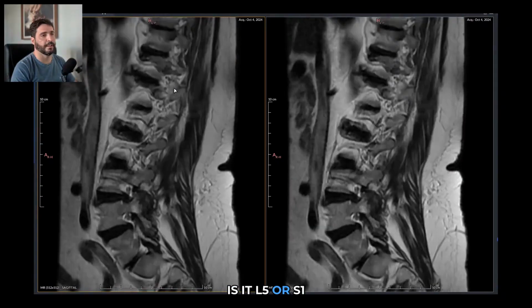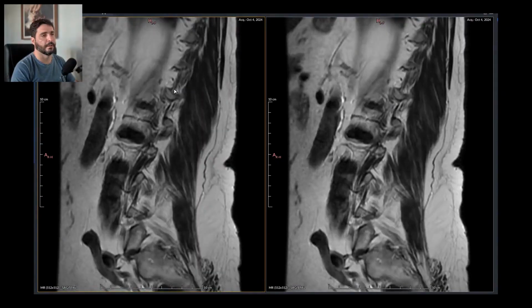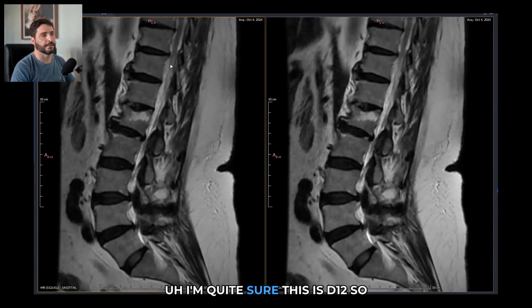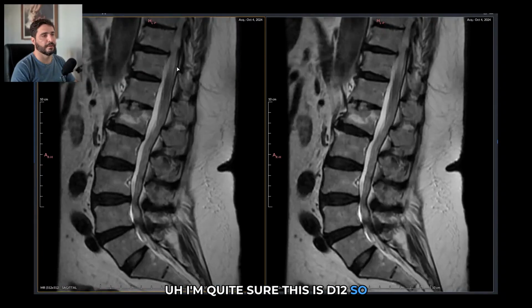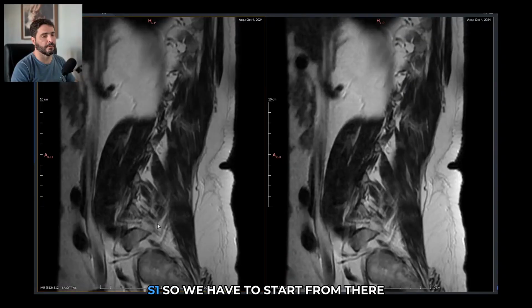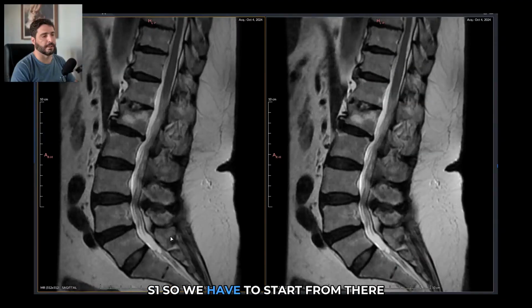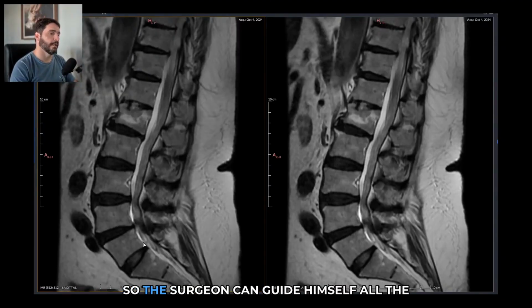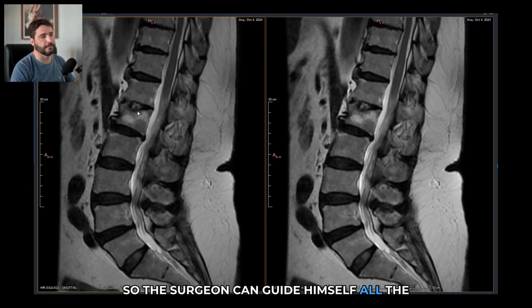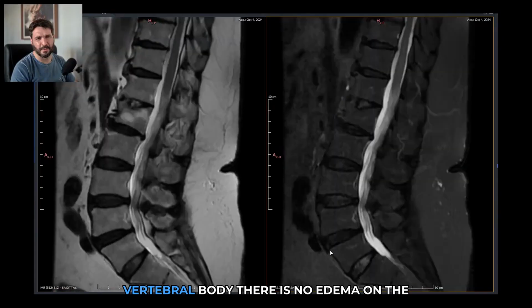Is it L5 or S1? I'm quite sure this is D12. So this should be L1. So it's L1, L2, L3, L4, L5. So this is transitional S1. So we have to start from there, so the surgeon can guide himself all the way to the fractured vertebral body.